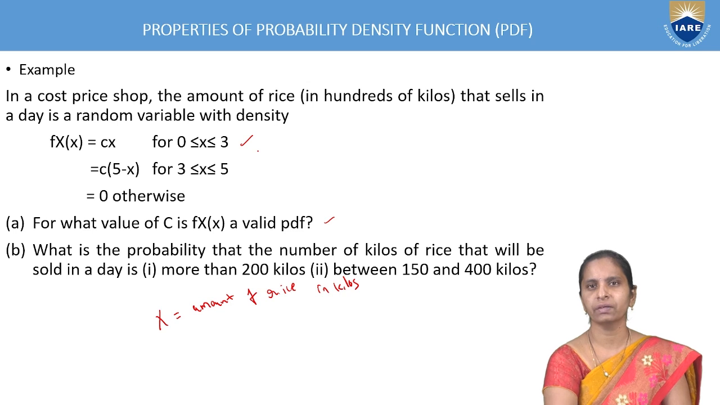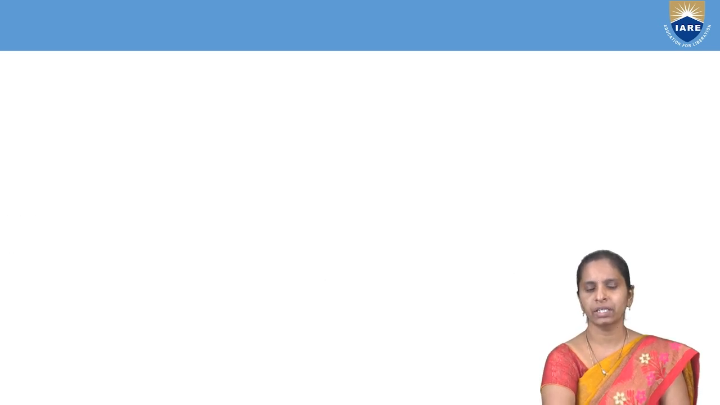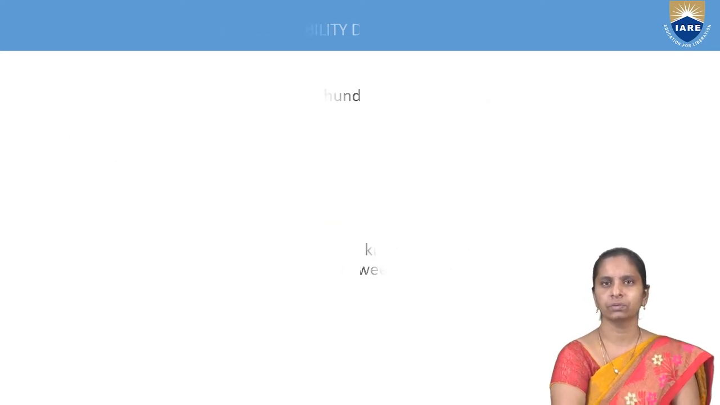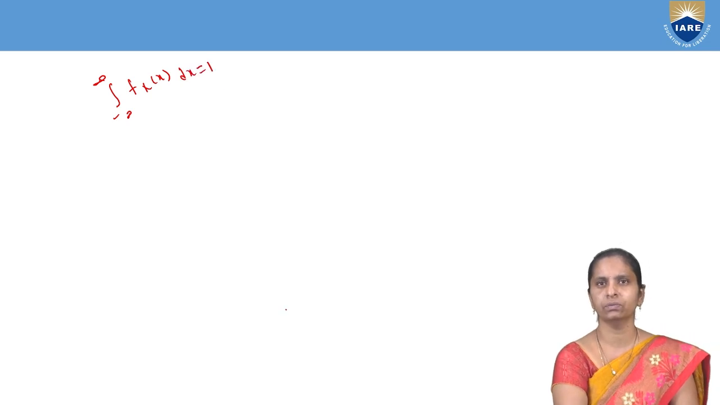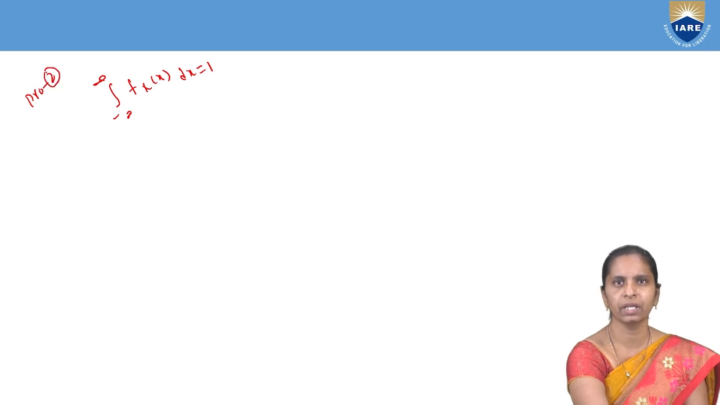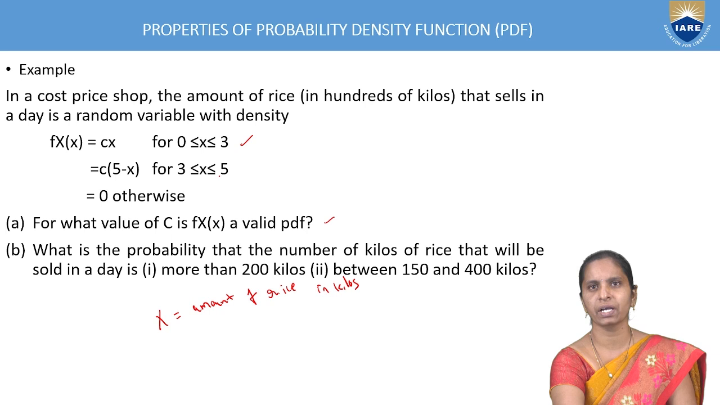Okay. So they have given the density function, and you have to calculate the C value. They have given that it is a valid density function. So for a valid density function, what is the property? You have to use the second property of the density function: the area under the density function is equal to 1. They have given the density function from 0 to 3 as Cx.